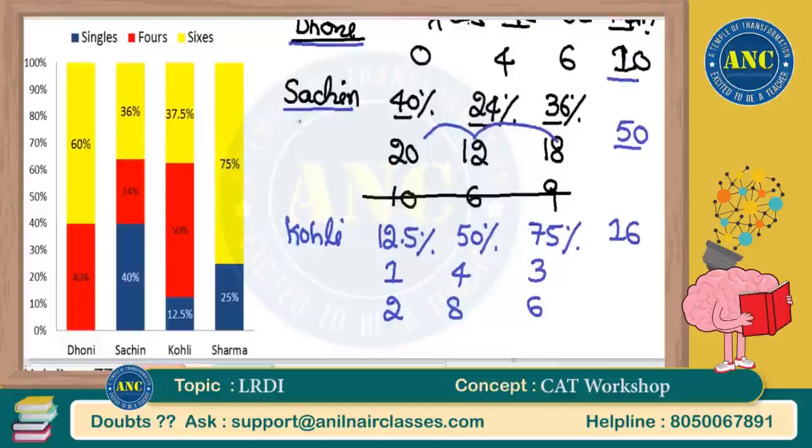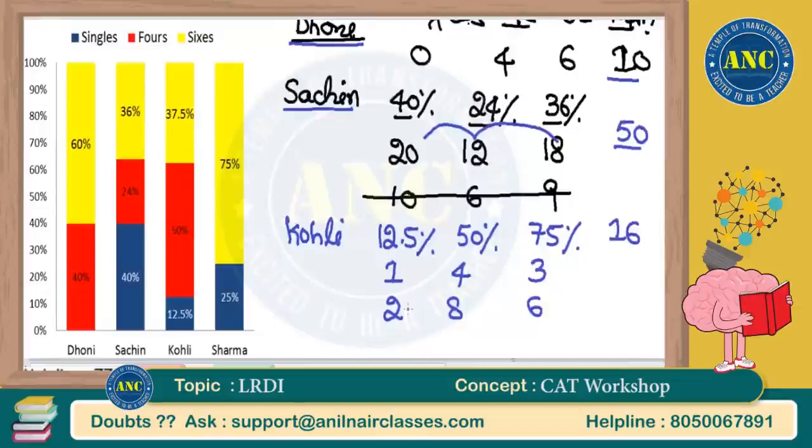2, 8 and 6. He cannot score any runs other than multiple of 16. Again I am explaining. Sachin is 40, 24, 36. Minimum score we want. Try to reduce the fraction. By 100, by 100, by 100 eliminated. 20, 12 and 18. If I further optimize it, 2 10s are, 2 6s are, 2 9s are.